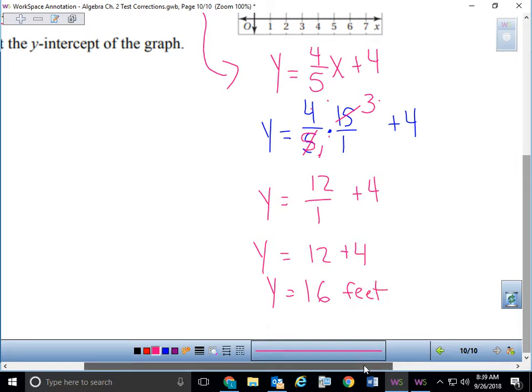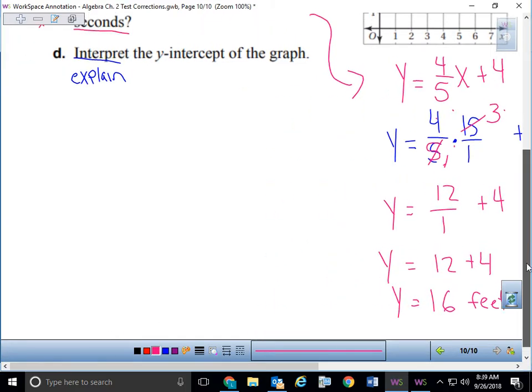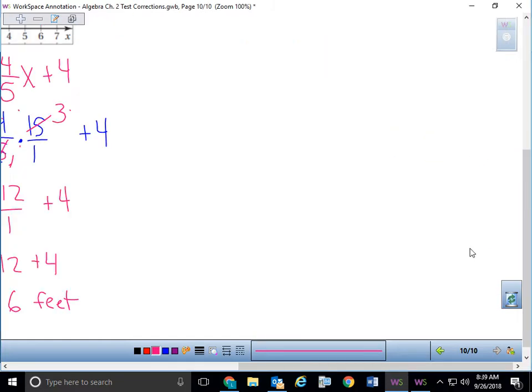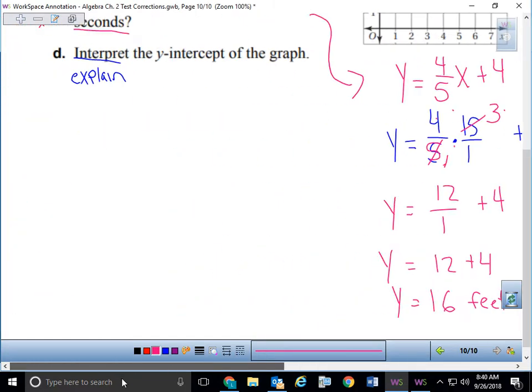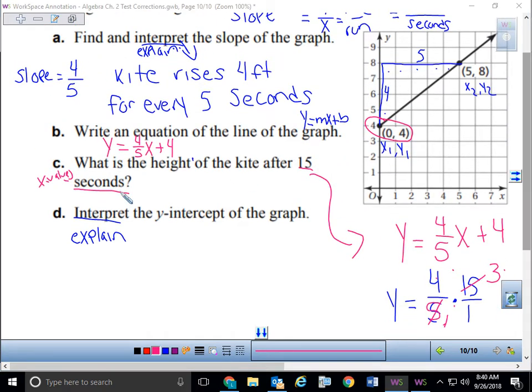I'm going to go over my problem. A lot of you made this mistake, and it came from a mistake with your multiplying and dividing here. That was one mistake. Another mistake that I saw was plugging in 15 for y instead of for x, and you have to be careful. In the problem, it tells you these units. Match up the units with what the variable is in the problem. So C, the height of the kite after 15 seconds is 16 feet.